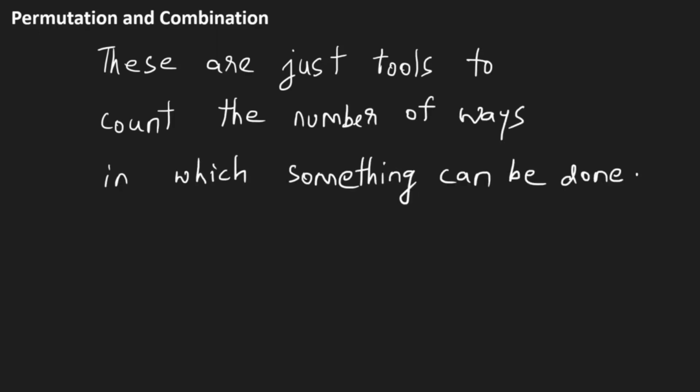In this section, we try to understand permutation and combination in great depth. Alright, now what do we mean with permutation and combination? These are just tools that help us to count the number of ways in which something can be done. Let's try to understand it in greater depth. I denote permutation with P and combination with C.